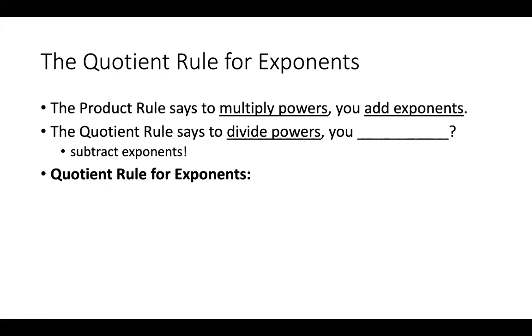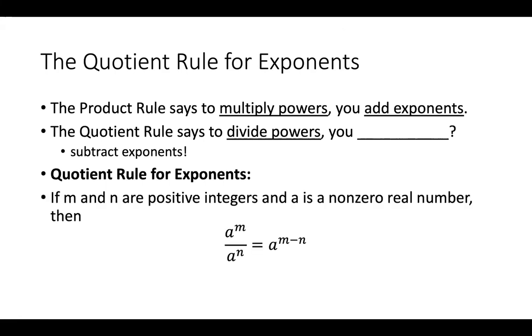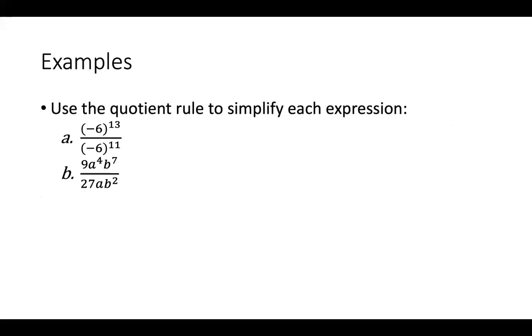So what the quotient rule says is that if m and n are positive integers and a is a non-zero real number, remember we can never divide by 0, then a to the m divided by a to the n is equal to a to the power m minus n. All right, so the examples we will look at for the quotient rule are right here. Let's switch over to the tablet.